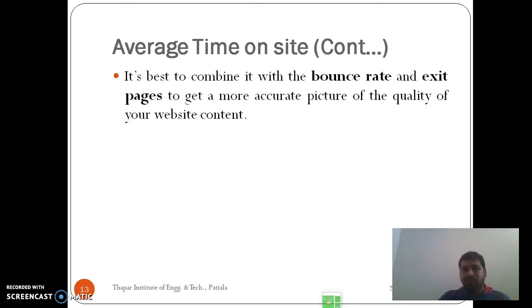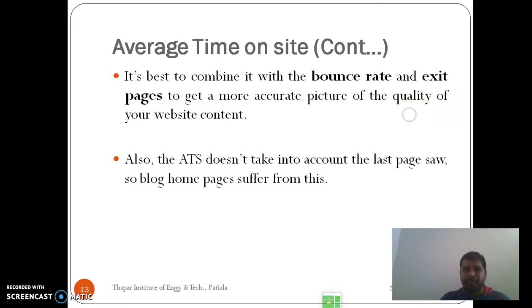So we can combine ATS with the bounce rate and exit pages to get a more accurate picture of the quality of your website content. Also, the average time on site metric does not consider the last page view by the users, so blog home pages suffer from this. We grade this metric as the grade B.